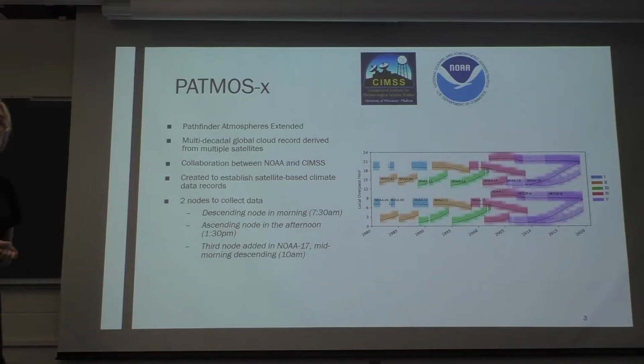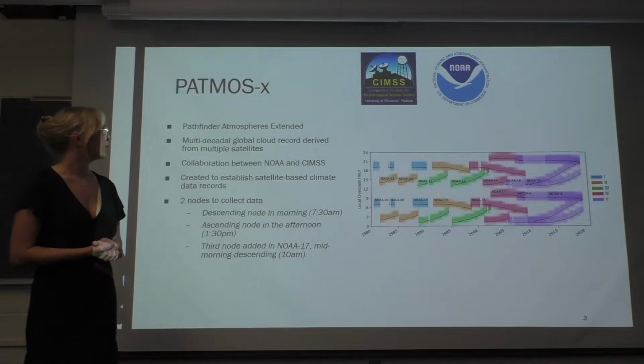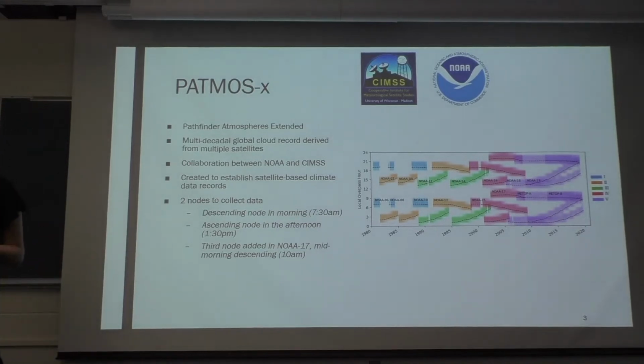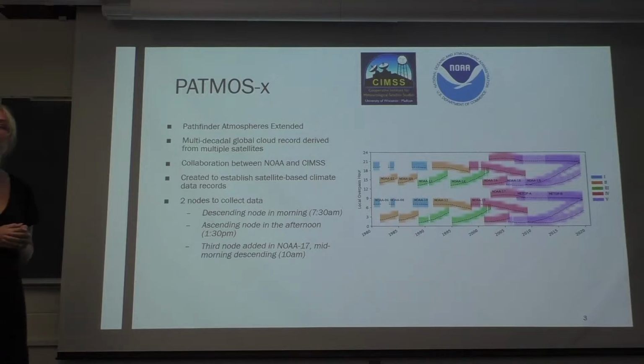It is a collaboration between NOAA and CIMSS, the Cooperative Institute for Meteorological Satellite Studies here at the university, and it was created to establish a satellite-based cloud record. The way it works is it has two nodes: a descending node that crosses down the Earth in the morning at around 7:30 a.m., and an ascending node that comes back up across at 1:30 p.m. local time. Around NOAA 17, it added a third node in mid-morning on the descending aspect at 10 a.m.